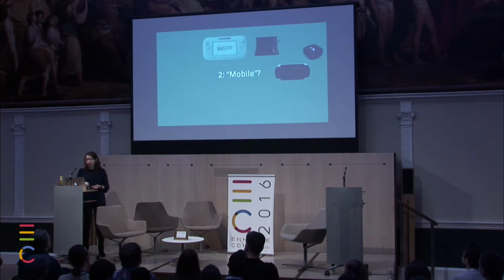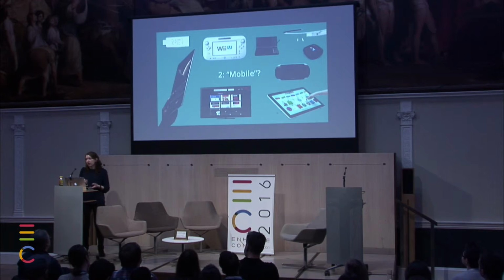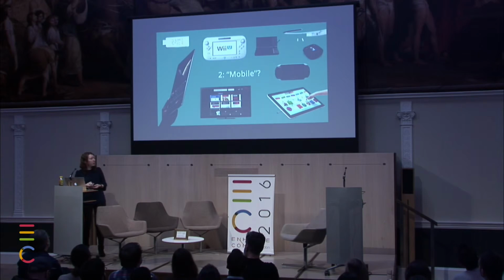Secondly, the terms that we currently use to describe technology are ambiguous. We've used the term mobile for years to mean a smartphone, but if we're talking about portability, we could include a lot of devices.